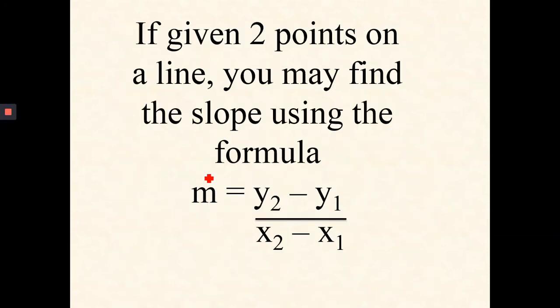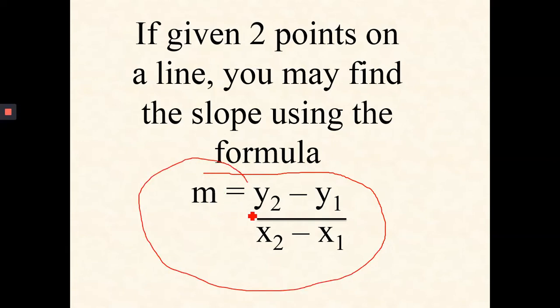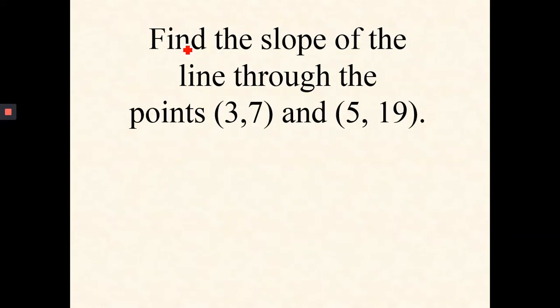Okay? This time, let us discuss further this formula. M is equal to y sub 2 minus y sub 1 divided by x sub 2 minus x sub 1. Okay? So we have here, find the slope of the line through the points (3, 7) and (5, 19). If you are given 2 points, it is advisable for you to use the second formula.